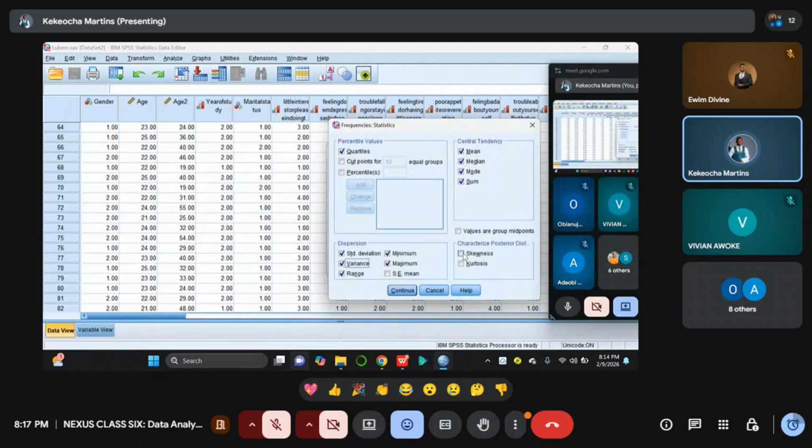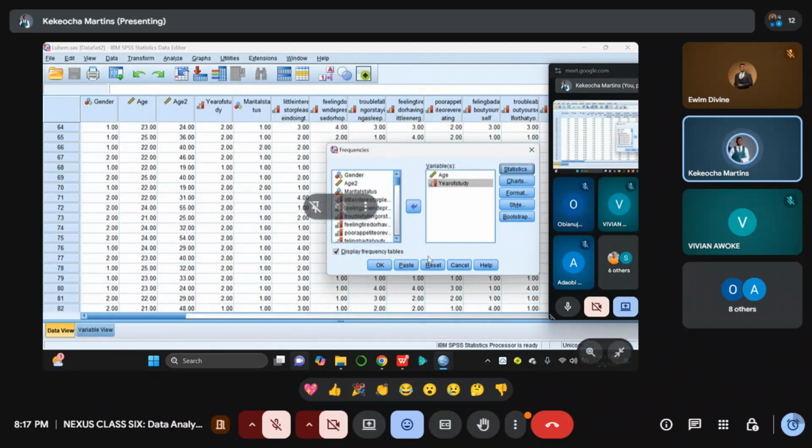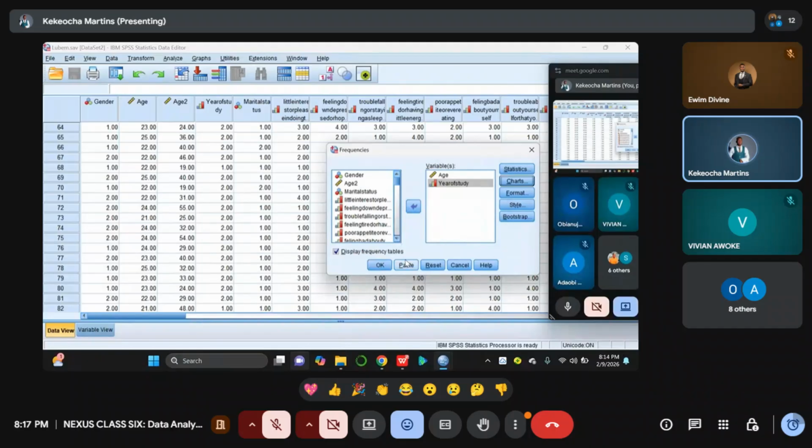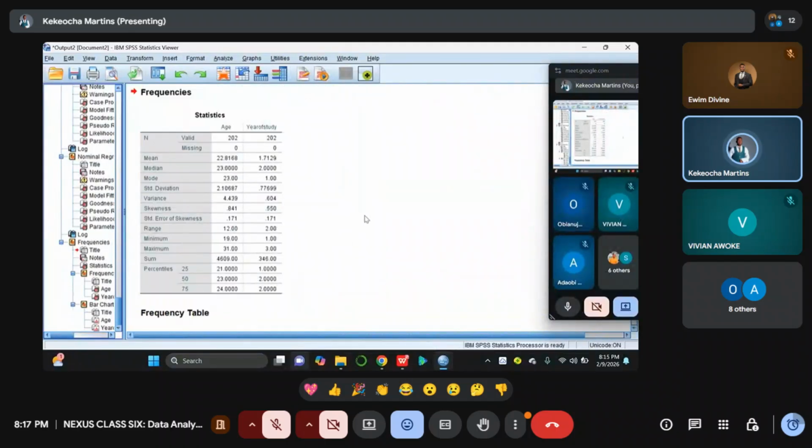I'll also choose this skewness and I'll explain something about it. So continue. These are the statistics I want to see. If you want SPSS to also give us charts, they can give us bar charts too and express them in frequencies or in percentage, depending on what you want. Click continue. Then once you've chosen all you want to be displayed, you click OK. Now, SPSS takes you to the output part.